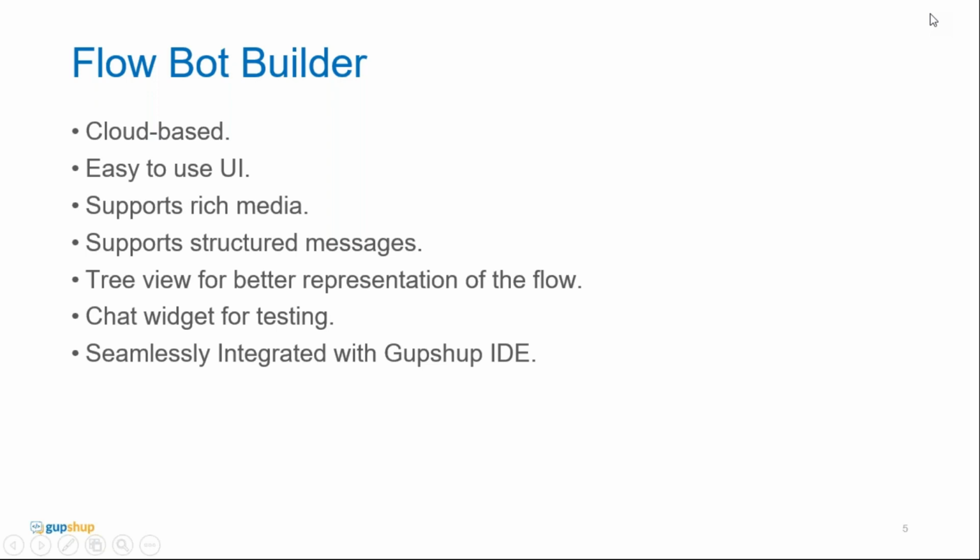It has a tree view for better representation. That means if you are creating a flow, it's in a tree view where you can look at how the flow is moving along, and you will have an understanding of your flow so that you can change it at any point of time or add something to it. It has an integrated chat widget for testing, so without deploying the complete flow to the production server, you can test it out using the testing tool, and then go ahead and deploy it on the server and publish it on Facebook Messenger and so on.